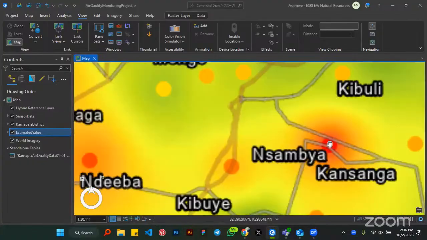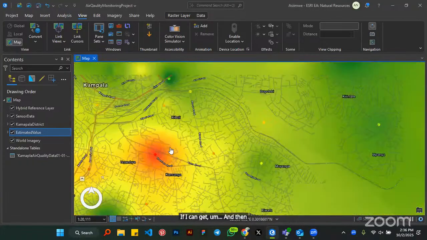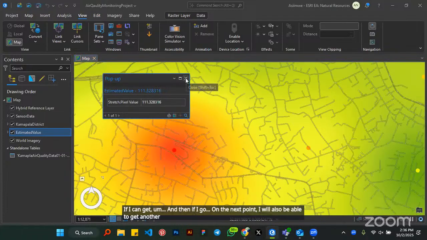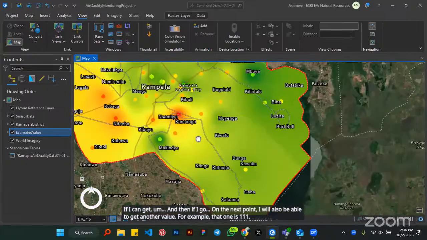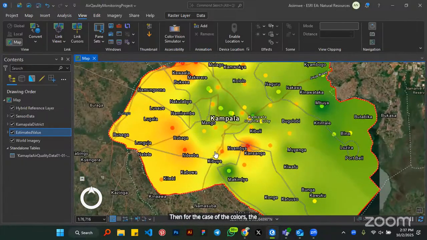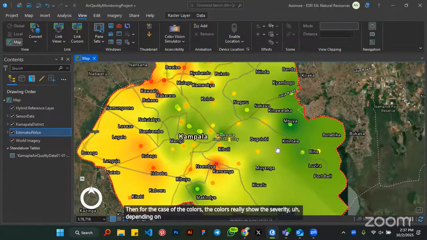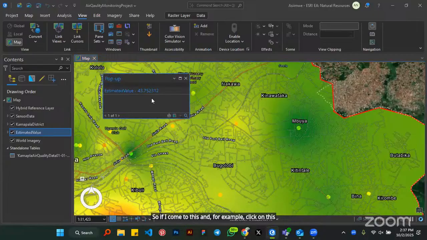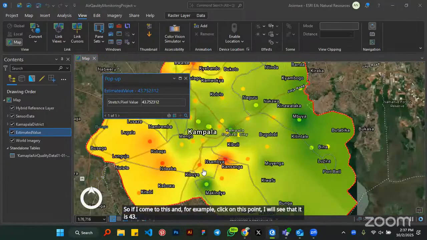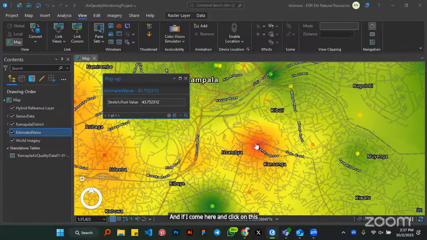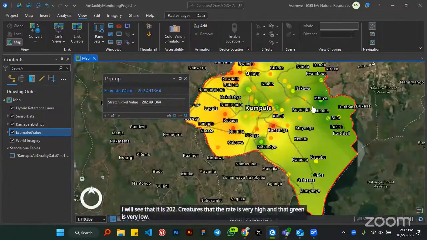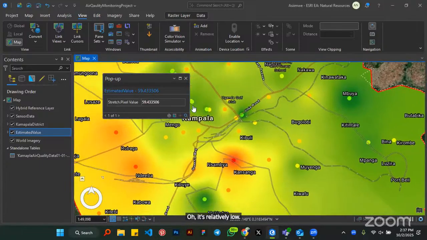And if I go to the next point, I'll also be able to get another value. For example, that one is 111. The colors show the severity depending on the values that we have. If I click on this point, I will see that it is 43. And if I click on this point, I will see that it is 202, which shows that the red is very high and the green is very low, or relatively low, or can be worked with.